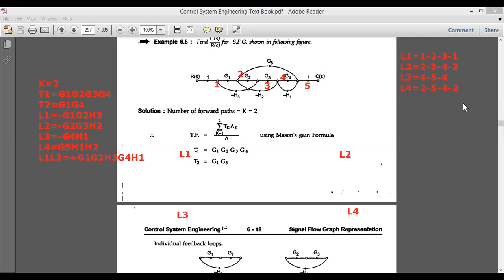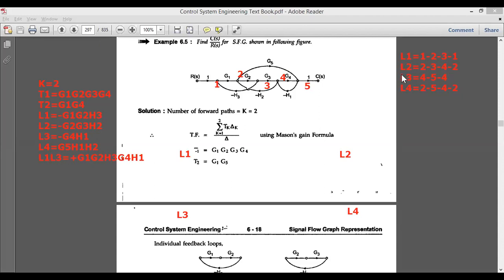It means that the number in the loop here should not repeat. Now go for checking. If you compare L1 and L2, which numbers are repeating? Number 2 is repeating, number 3 is repeating. So therefore L1 and L2 cannot be taken as non-touching loops. They are touching, because numbers 2 and 3 are touching. So therefore they cannot be taken.